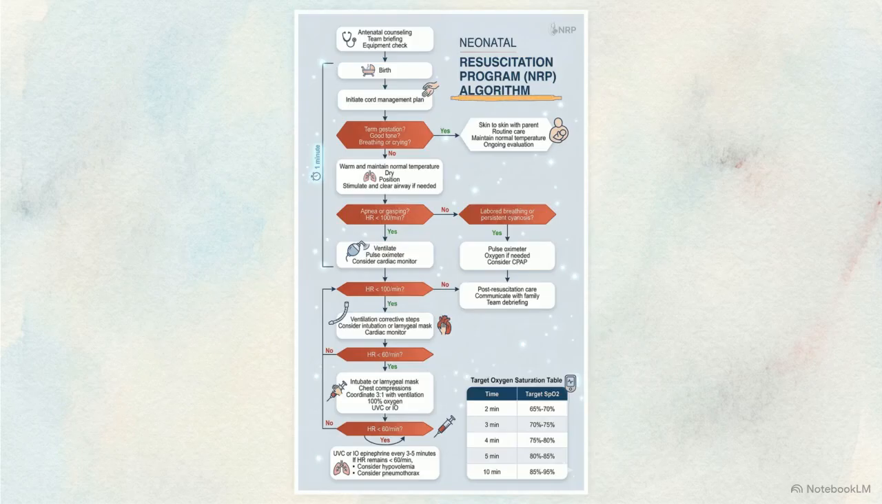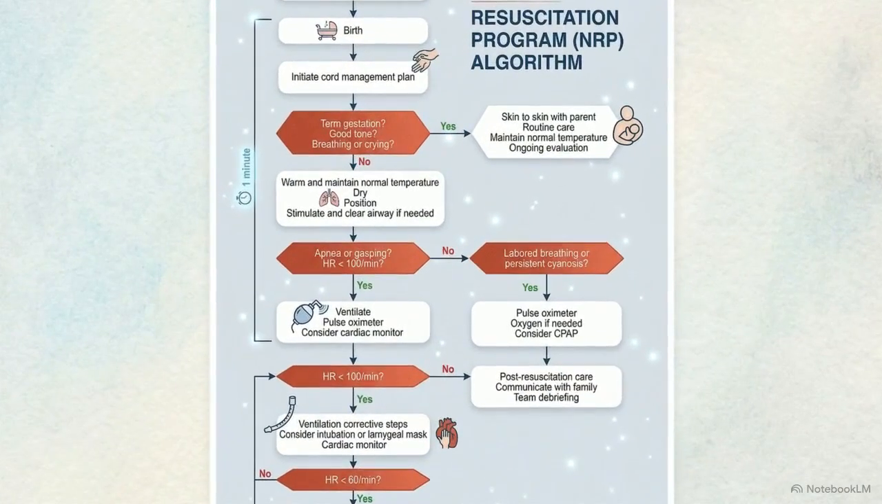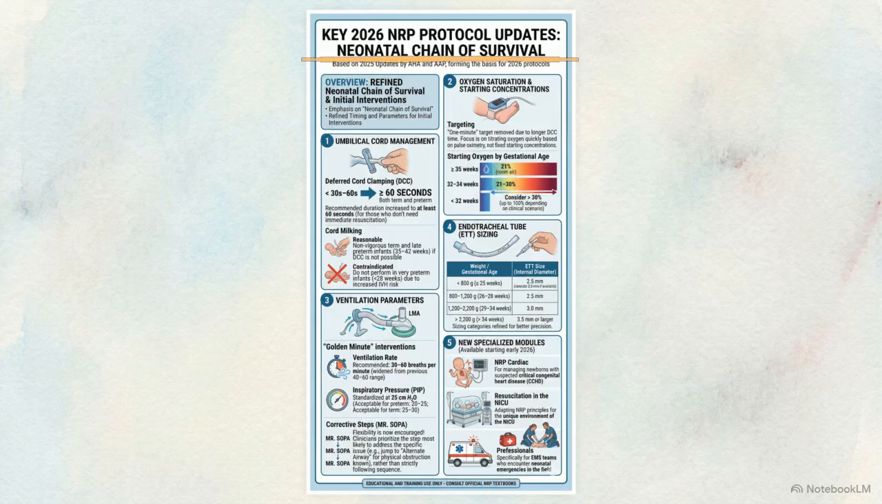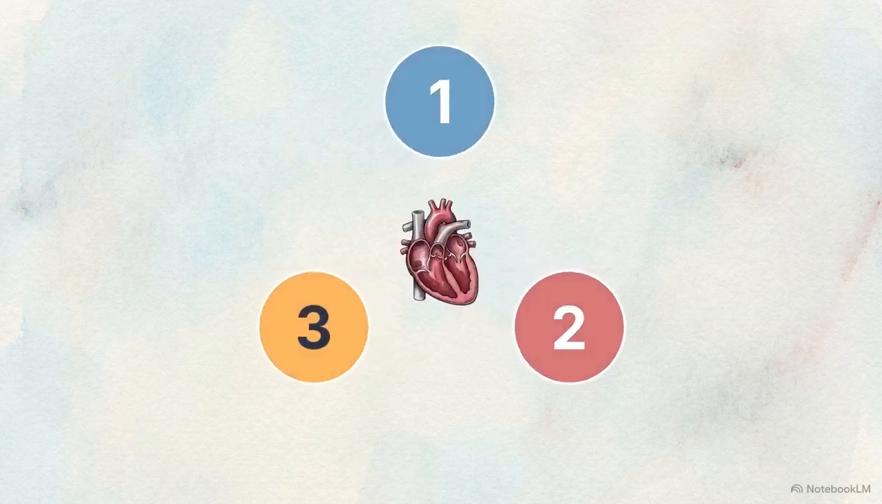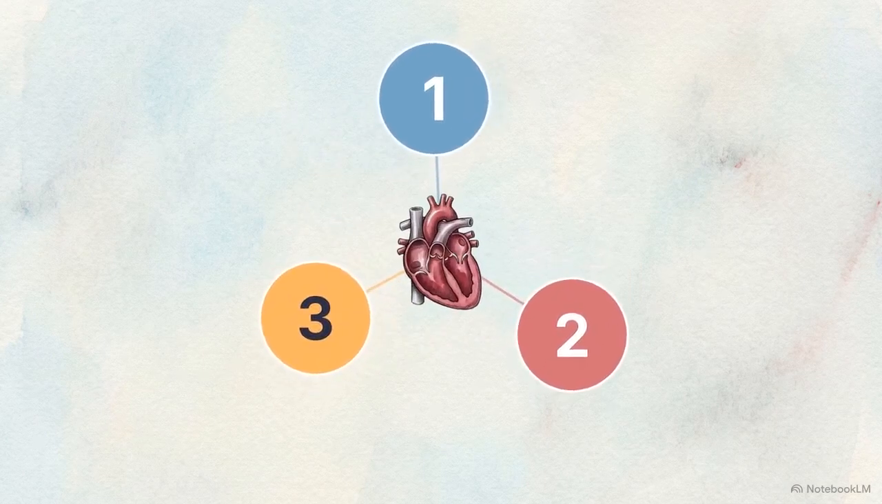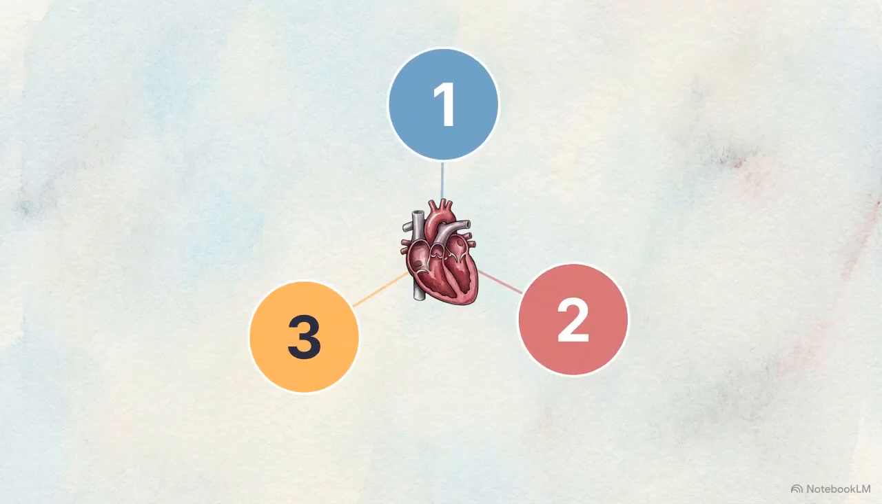This flowchart is the NRP algorithm, serving as the ultimate critical escalation matrix for infant survival. Its structure forces practitioners through rapid binary decisions, yes or no, dictated entirely by the infant's vital sign feedback. The upcoming 2026 protocol updates adjust how this algorithm is executed in the delivery room, introducing significant tactical shifts. The core philosophy of the new guidelines moves away from rigid chronological sequencing. Instead, it demands flexible interventions driven strictly by the patient's real-time physiology.